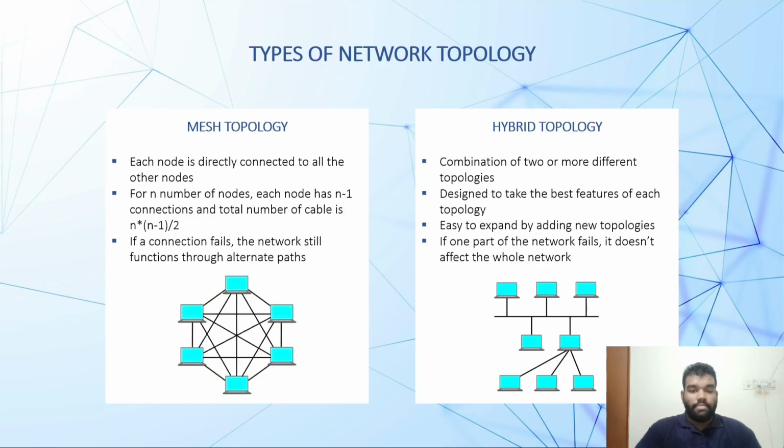Mesh topology. In mesh topology, each node is directly connected to all the other nodes in the network. For n number of nodes, each node has n-1 connections and the total number of cables in mesh topology is n into n-1 divided by 2.